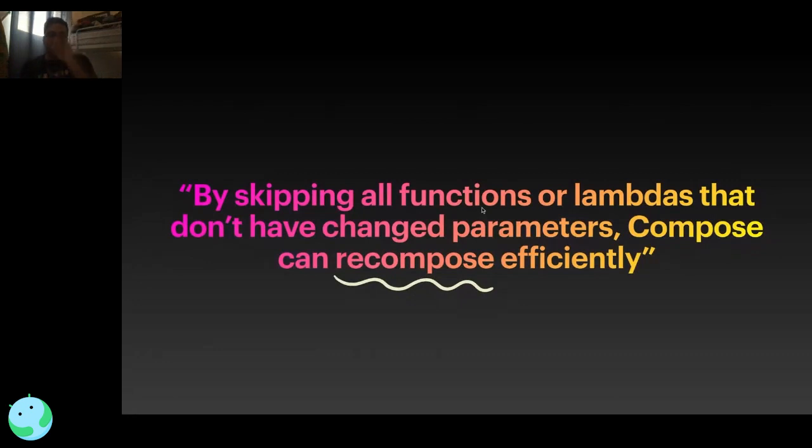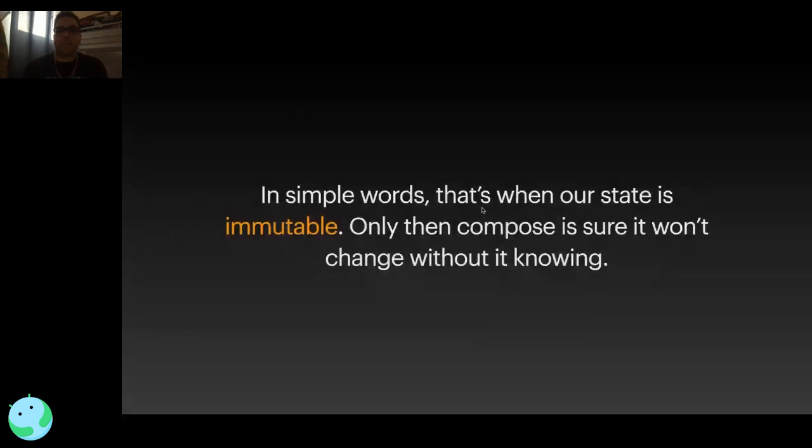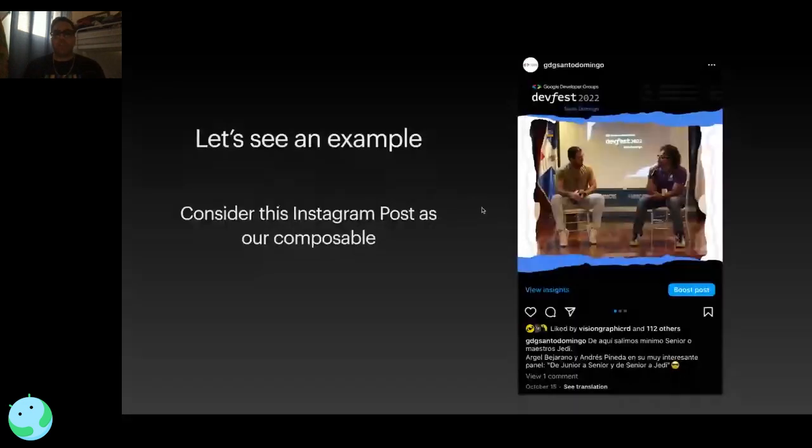This is very, very important. Compose only skips a composable when the read state is considered stable. What is that? In simple words, the state is immutable. Only then is compose sure it won't change without it knowing. Let's see an example.